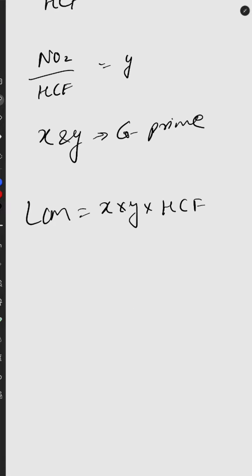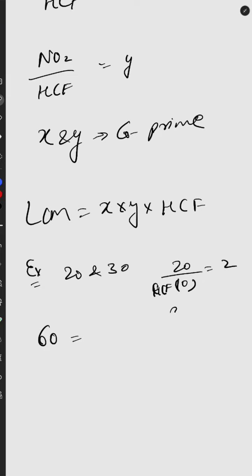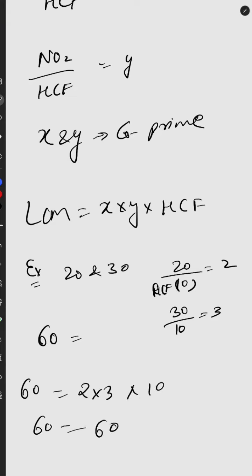Alright, now let's see the example 20 and 30. The LCM of 20 and 30 is 60. When you divide 20 by 10, as 10 is the HCF, you get 2, and when you divide 30 by 10, you get 3. Now 60 is equal to 2 into 3 into 10. You get 60. Now LHS and RHS are equal.